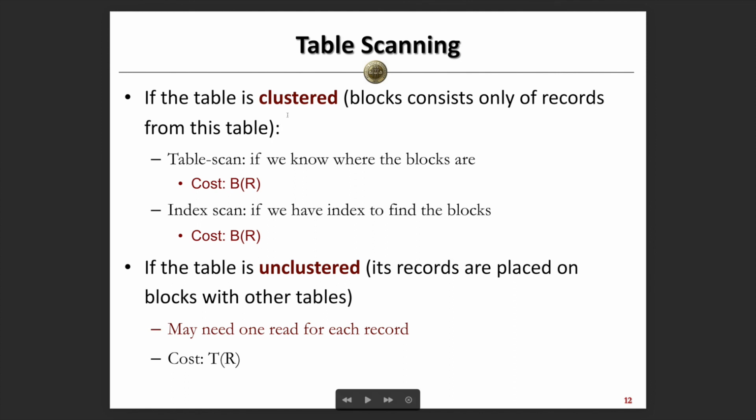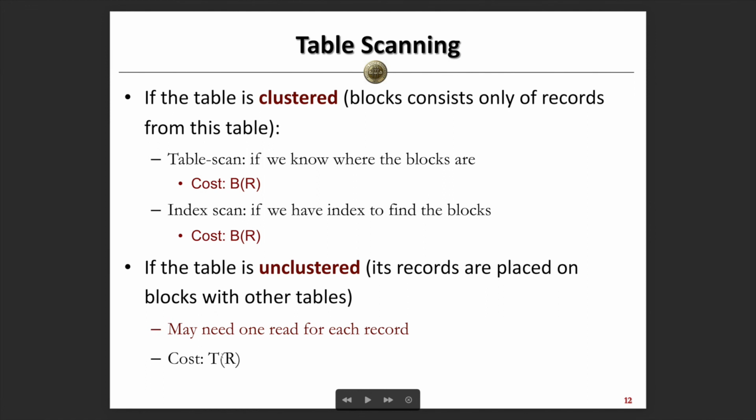On the other hand, if the table is unclustered, in other words, its records are placed on blocks together with other tables, we have to scan all the tuples, all the records, to find the target record we plan to locate. So we may need one reading for each of the blocks in our tables, and the time cost will be based on TR. If you still remember, TR denotes the number of tuples in the relation R.